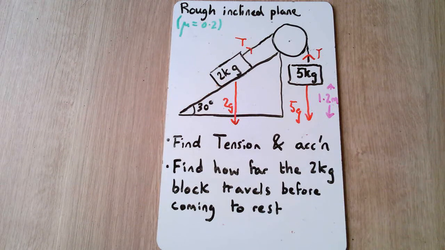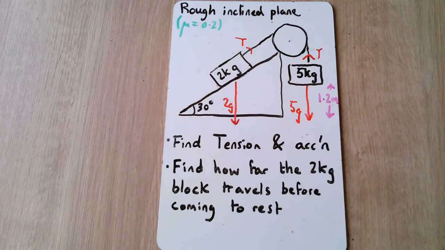Hello everyone, today we're looking at our second video involving rough inclined planes and pulley systems. This will effectively be a continuation from the last video where we worked out the tension and acceleration of the system and we looked at the forces acting on the pulley. Now the purpose of this video is to tackle the two-step SUVAT style questions and gain an understanding of that.